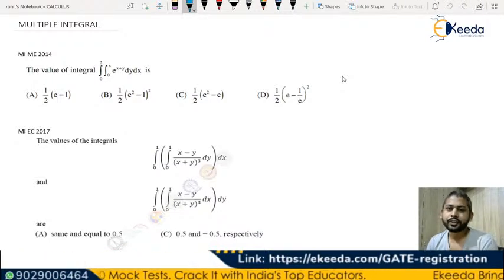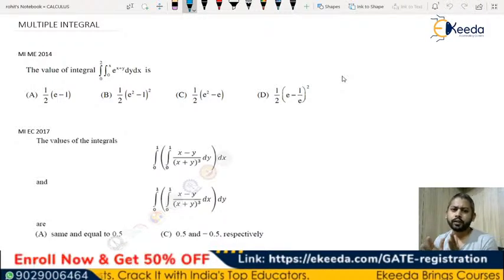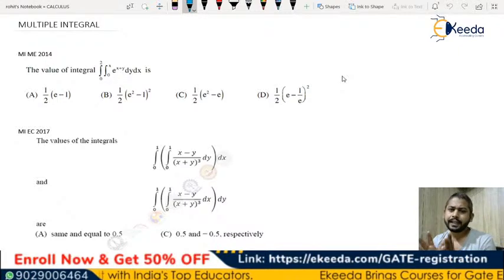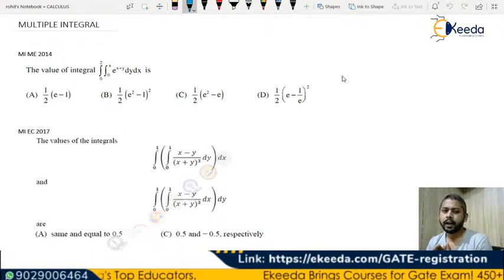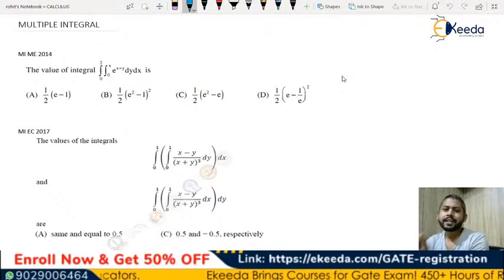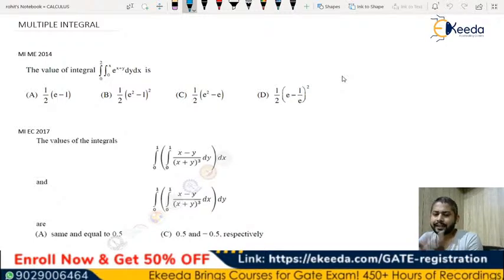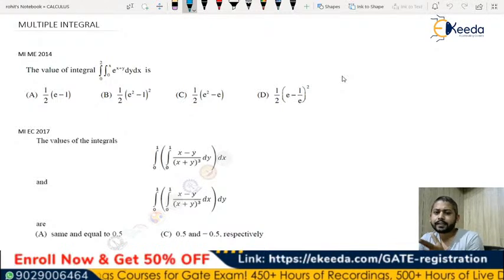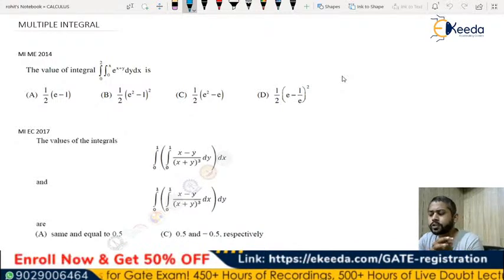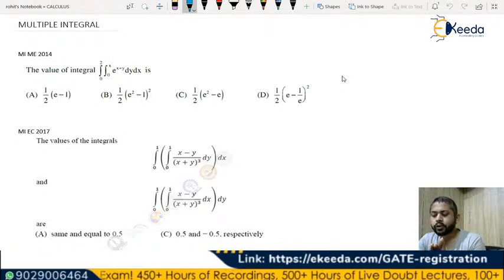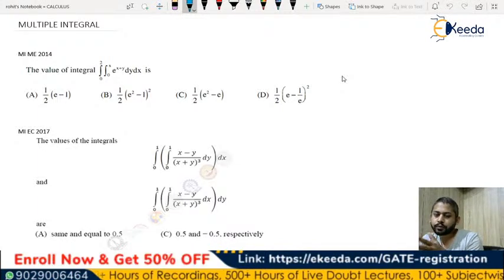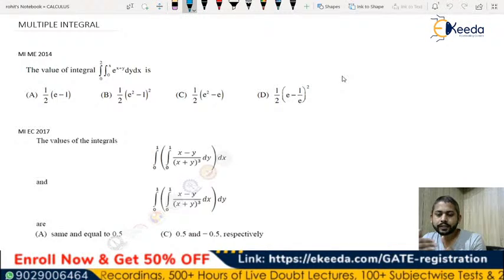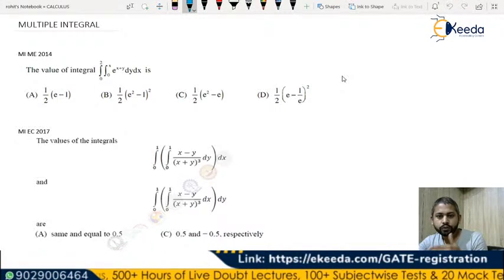Okay everybody, let's start with the first question. Before solving this question, let's see what we have to do here. For the case of double integration, so far we have done the integration in terms of one variable, like dx. In this part we are going to integrate in terms of two variables, and the method is to integrate in terms of the first variable.